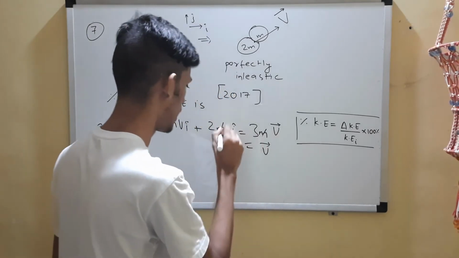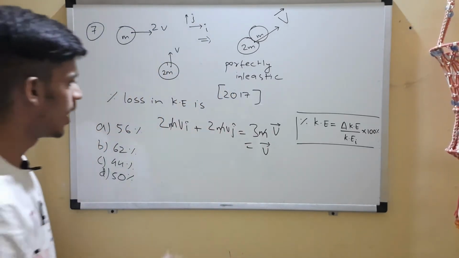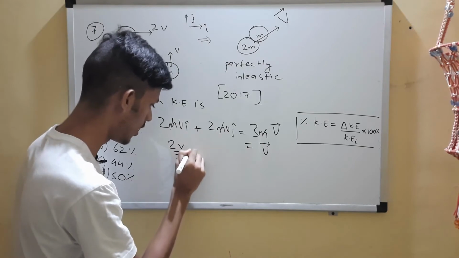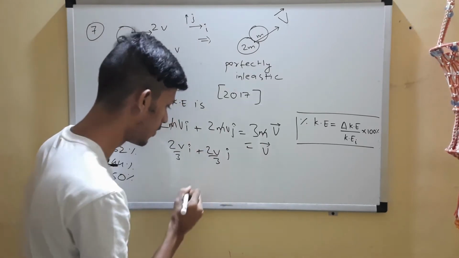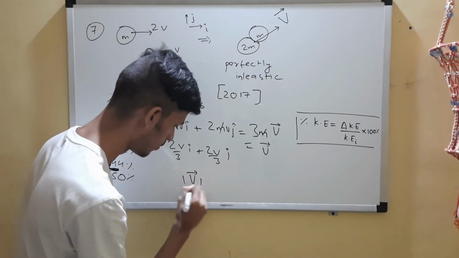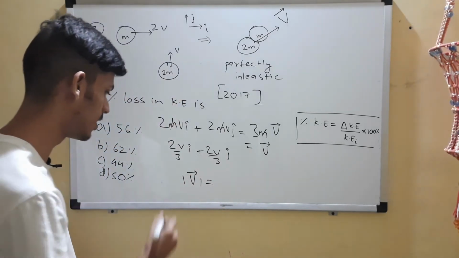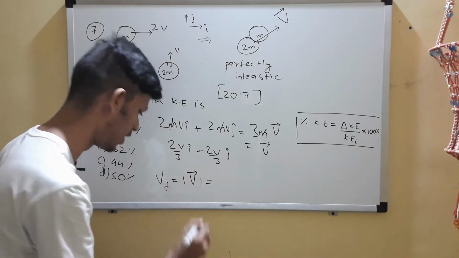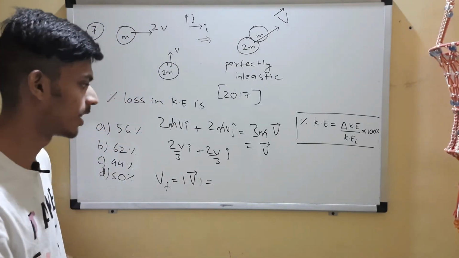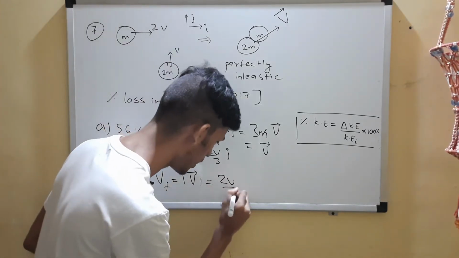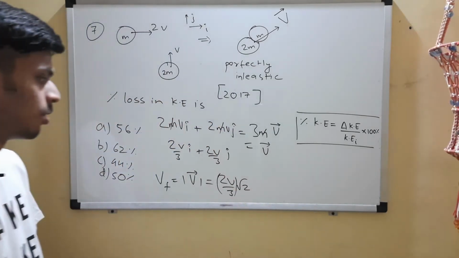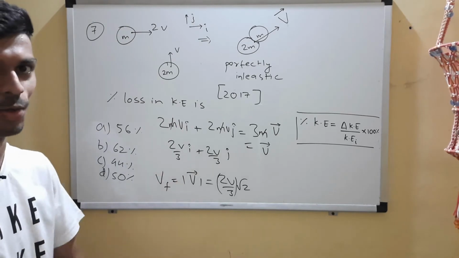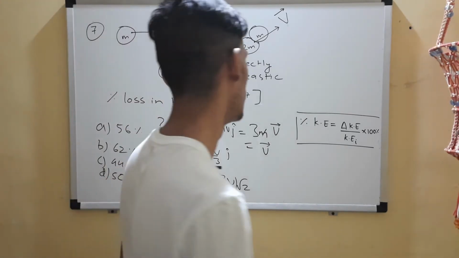First of all, we can cancel the m's, and we'll get 2v by 3 i cap plus 2v by 3 j cap. Now we are interested in the magnitude since we want the kinetic energy. This will be the final speed, the magnitude, so 2v by 3 into root 2. You can use the formula anyways.